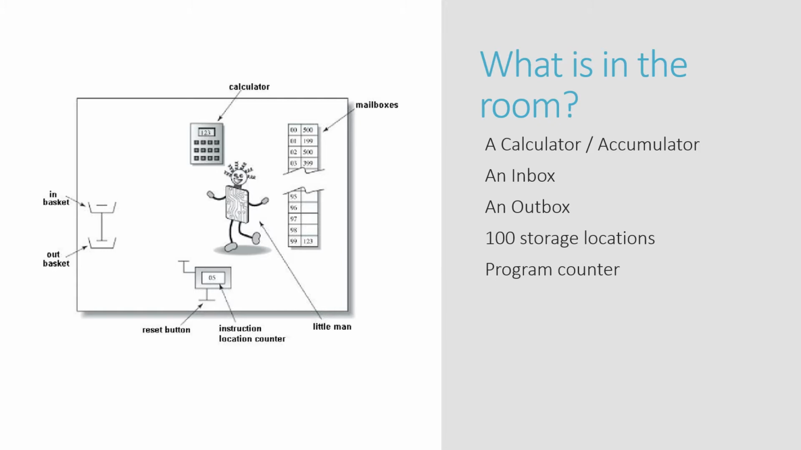So they obviously all represent well-known parts of the processor. The calculator is like the ALU. The inbox and outbox are like the inputs and outputs to the processor. The numbered storage locations are RAM, and the program counter is represented by the counter. You should know what all those different parts of the processor do.